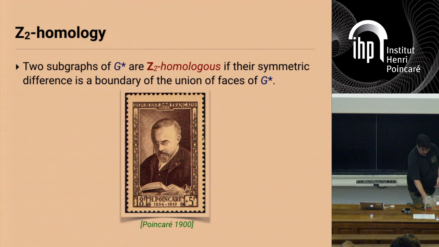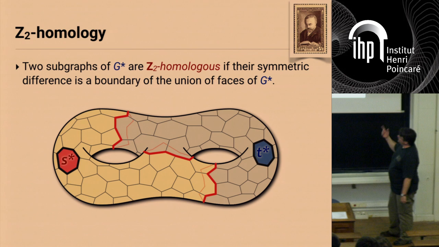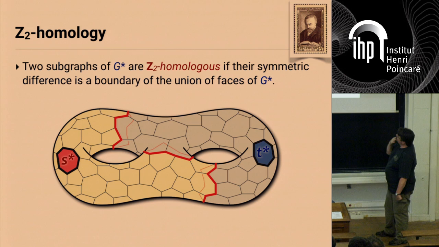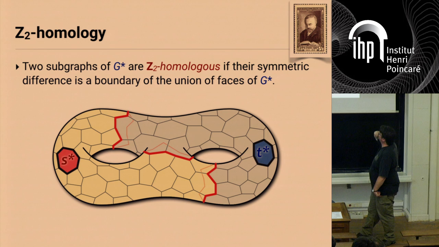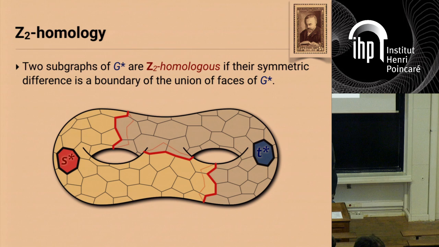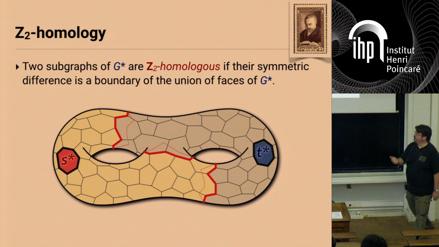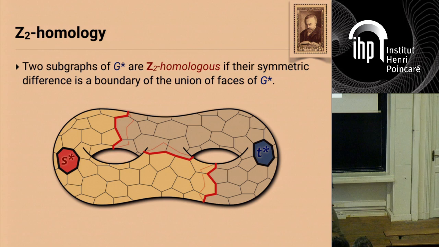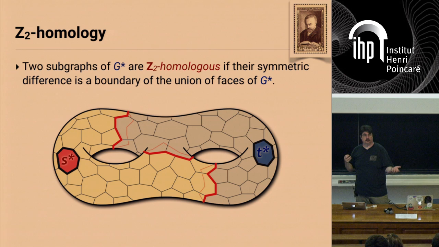Okay. So in particular, what I'm looking for is a way of separating some collection of faces that contains S star from some collection of faces that contains T star. So this red thing is null homologous in the surface map that you see on the screen here, which is the dual of the one we were given at the beginning. Okay, so a cut always corresponds to some sort of null homologous one chain, but when you're working over Z2, a one chain is just a subgraph. Some edges are in and some edges are out.